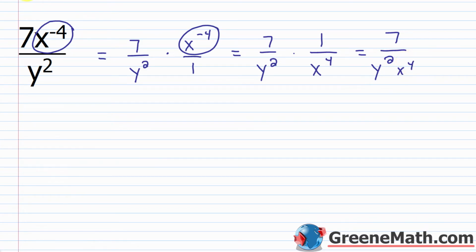Now another way to think about this, and what I always do, if I have 7x to the power of negative 4 over y squared, you're just going to bring this down here. And again, when I cross the fraction bar, the exponent is going to be positive instead of negative. So I can erase this up here. And either way I do it, this is 7 over y squared times x to the 4th power.